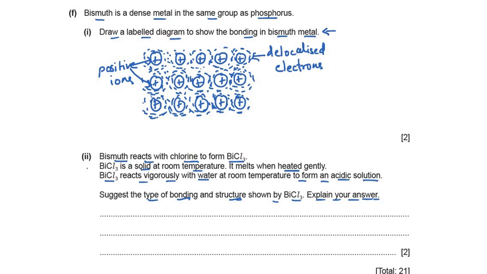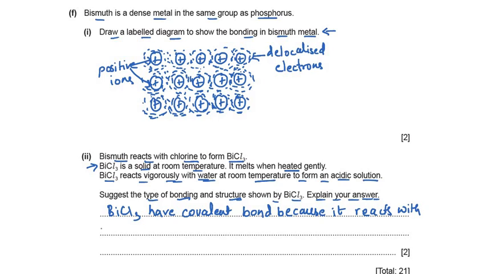So what is the type of bonding present in BiCl3? It says that it reacts vigorously with water at room temperature. Now if it were an ionic compound, it would not react vigorously, it would just dissolve in water. So if BiCl3 is reacting with water, then BiCl3 should have covalent bonding. So it has simple covalent bonding, because it reacts with water; an ionic compound just dissolves, it doesn't react.